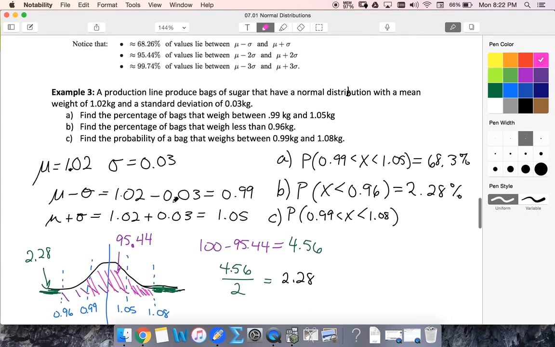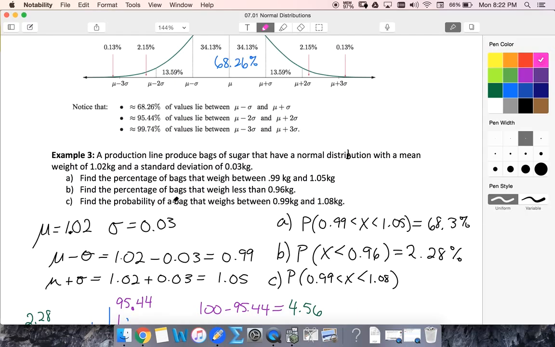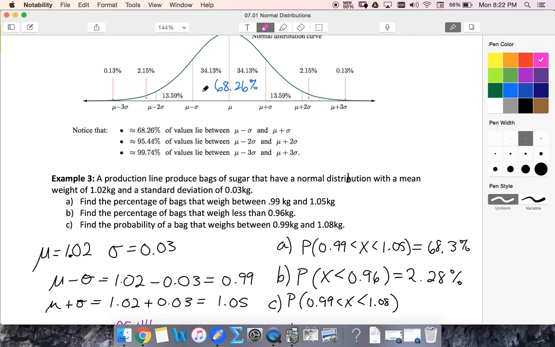So if I look up at my graph here, I've got my 68%, 68.26 in the middle, and then 95.54 is this whole thing. Yeah? So if I had to do this on a test, I think they're going to give you these values. I don't know if they're going to expect you to know them exactly. So now we're adding these three sections.